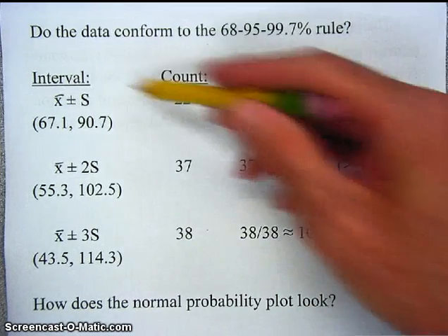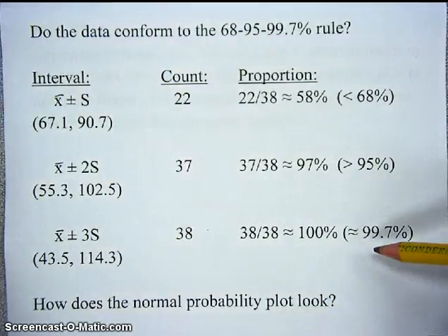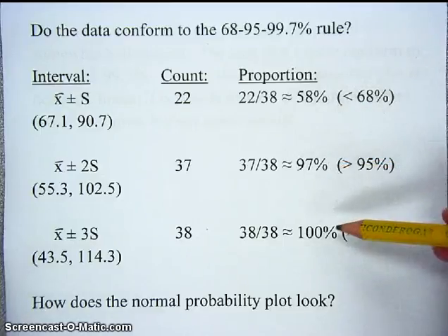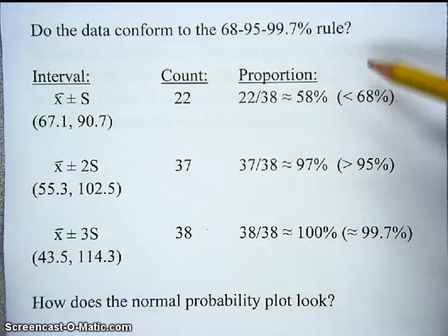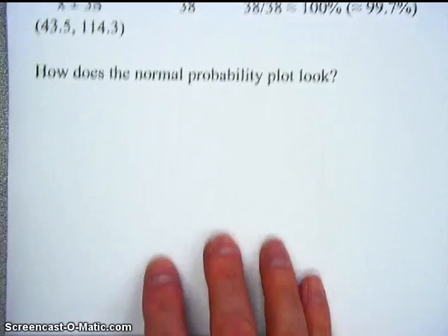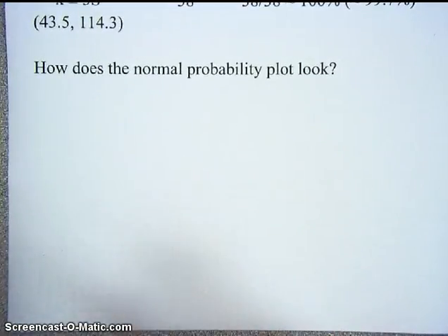So in this little breakdown, we have fewer observations in the middle of the distribution than we would expect if the data were approximately normal. But then in the other intervals, things conform to the 68, 95, 99.7% rule much better. Now we want to look at a normal probability plot. And when you make a normal probability plot, this is something you're going to want to do on your calculator because it's way too hard to do by hand.